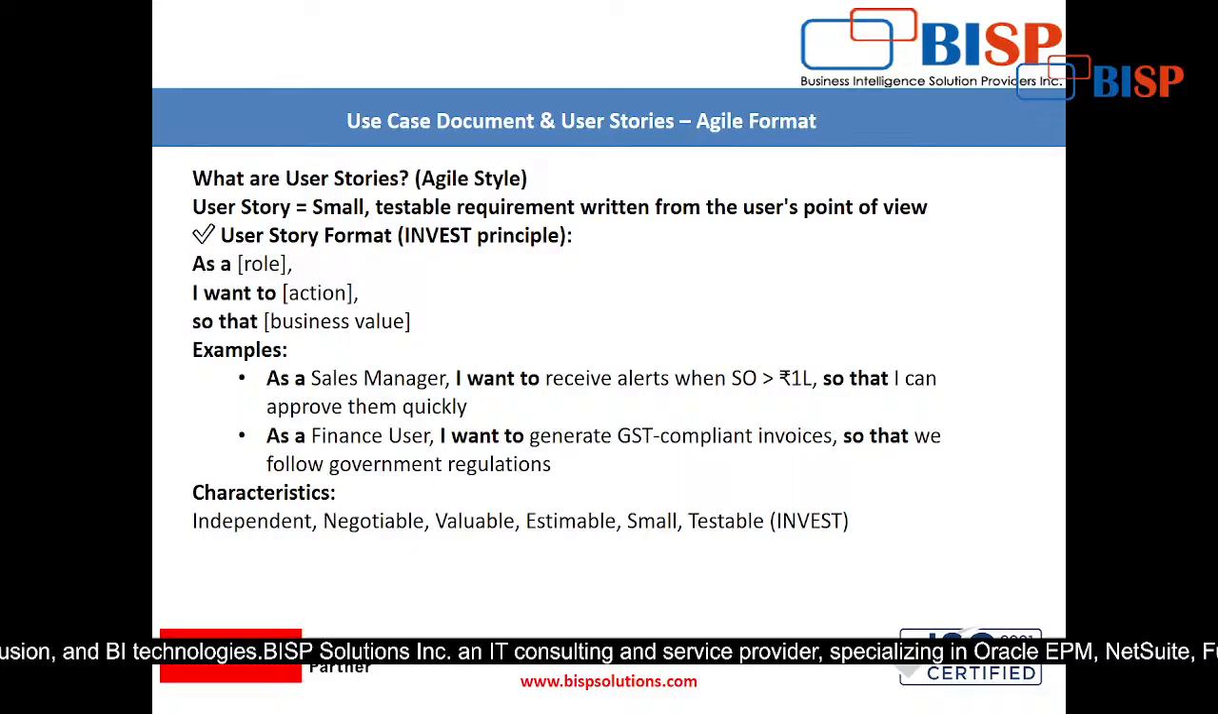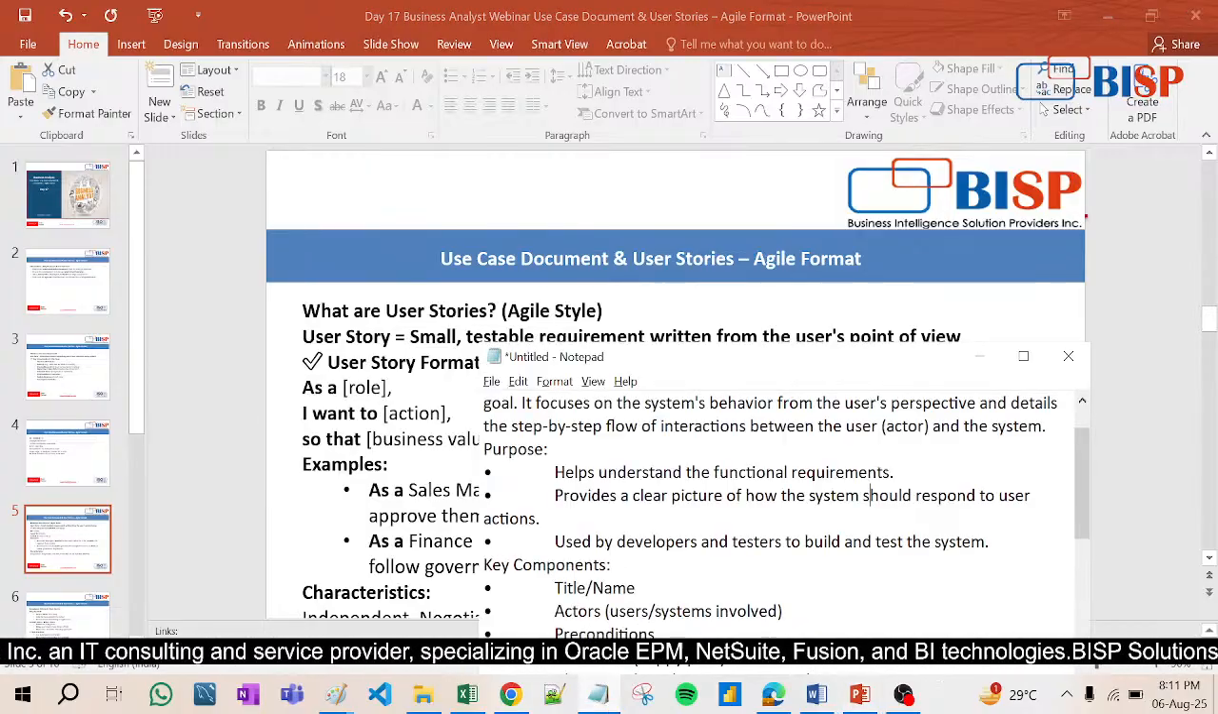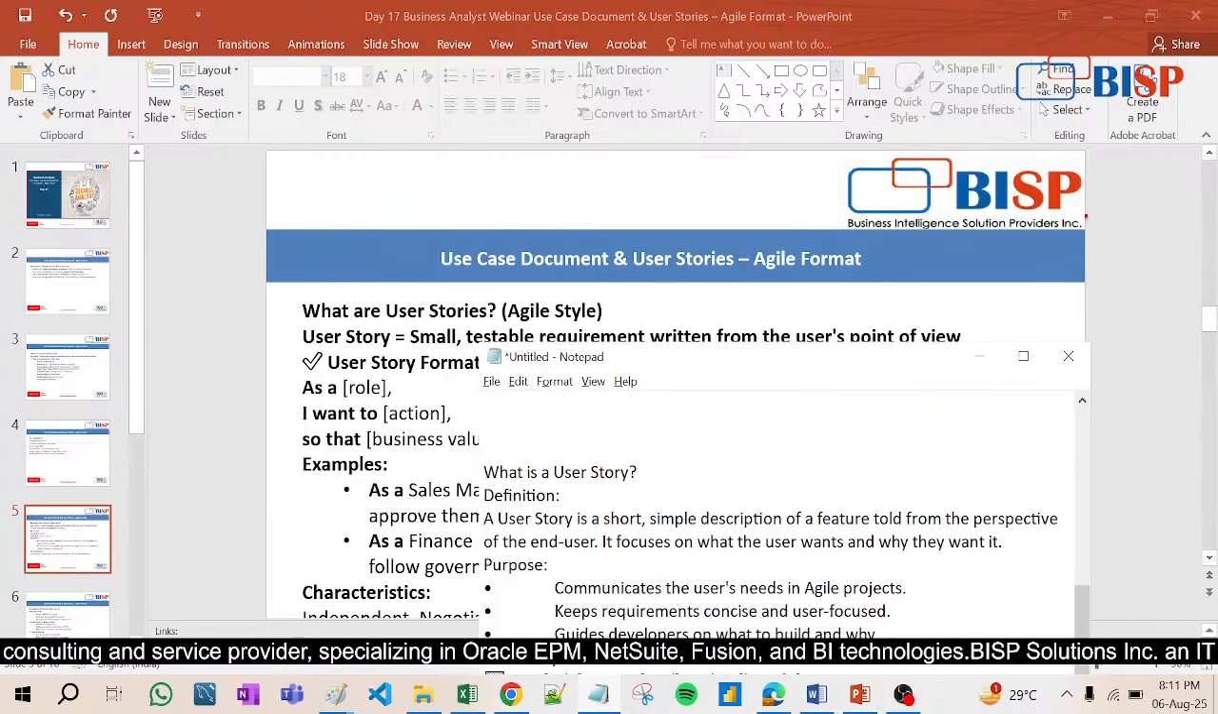Now, what is a user story? Let me show you again the same text file here. We will go through this also. A user story is a short, simple description of a feature told from the perspective of the end user. It focuses on what the user wants and why they want it. That's it. So use case means what should be the appropriate conditions while doing something, and user story means what they want and why they want it.